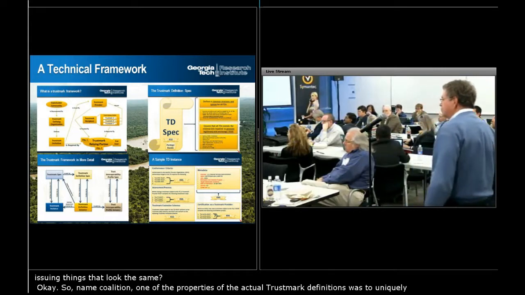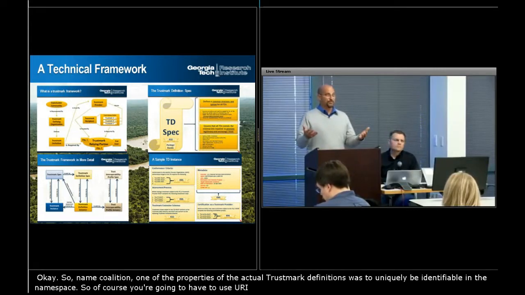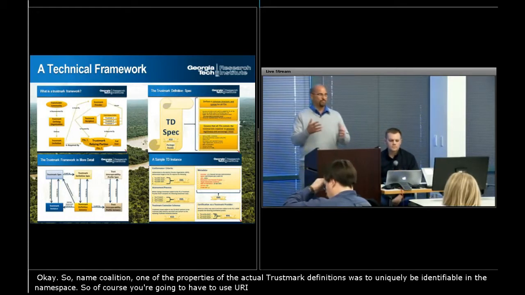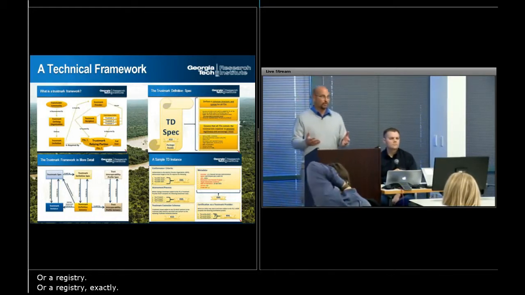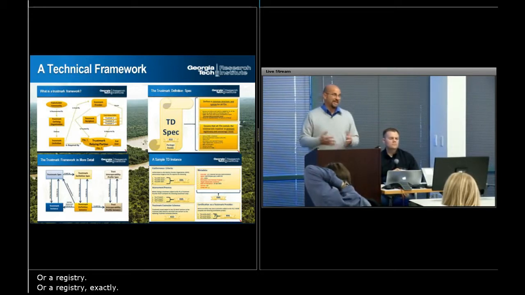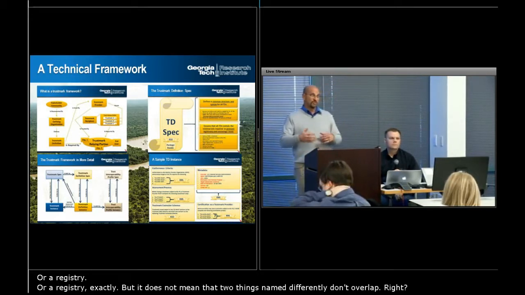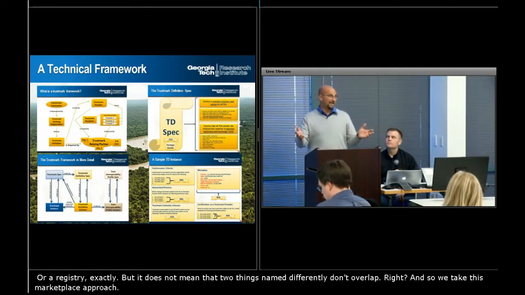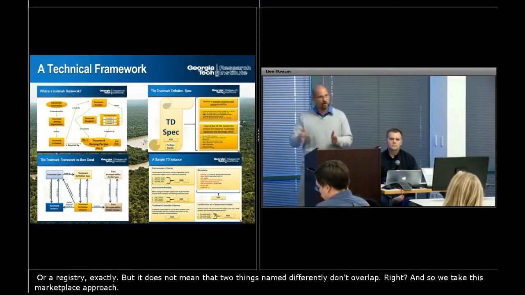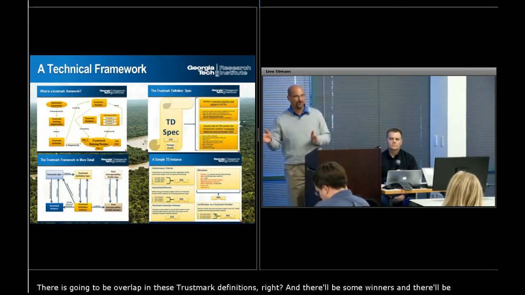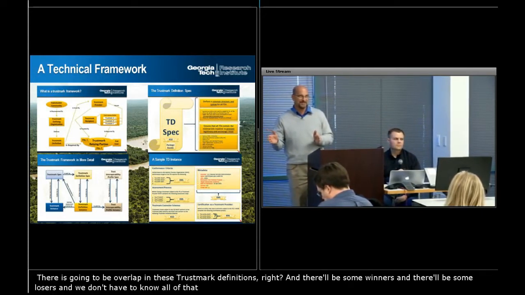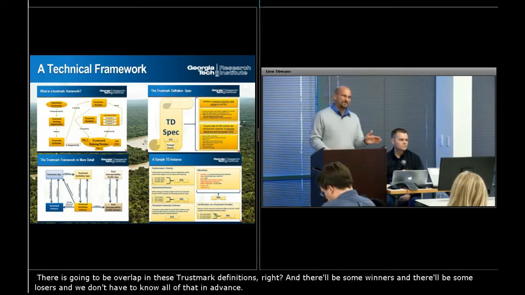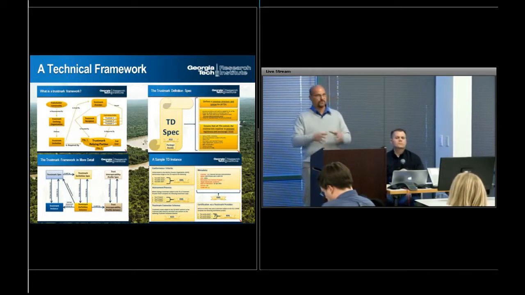Or a registry, exactly. But that doesn't mean two things that are named differently don't overlap, right? And so we take this marketplace approach that there's going to be overlap in these trust mark definitions. And there'll be some winners and there'll be some losers, and we don't have to know all that in advance. We're going to let the take-up decide. Some may go too far in terms of rigorous requirements that are too hard for people to adopt. Some may go where there's not a lot of confidence that it does much good, whether it's interoperability or privacy, and the marketplace is going to figure that out.